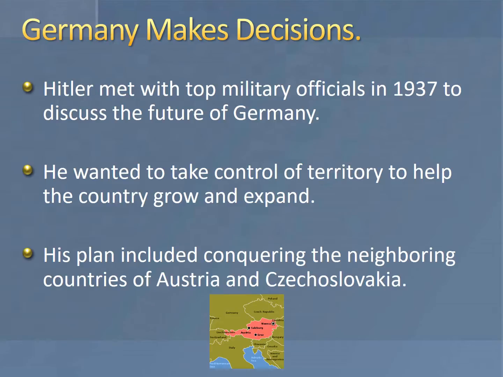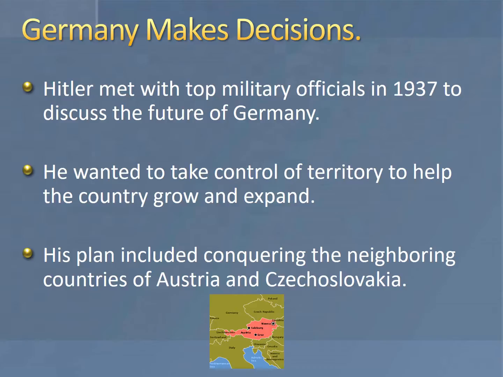So Germany makes decisions. Hitler met with top military officials in 1937 to discuss the future of Germany. He wanted to take control of territory to help the country grow and expand. His plan included conquering the neighboring countries of Austria and Czechoslovakia.